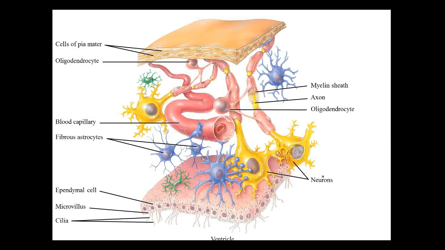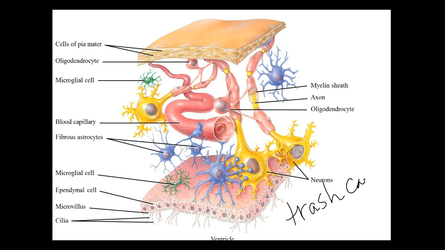Now the last neuroglia cell that we find in the central nervous system is the microglial cell. I refer to these as either the trash cans, or you can think of them as Pac-Man. Microglial cells are tiny cells that are phagocytic. Basically, they eat debris, bacteria, and old cells, so they're the cleanup crew of your central nervous system.